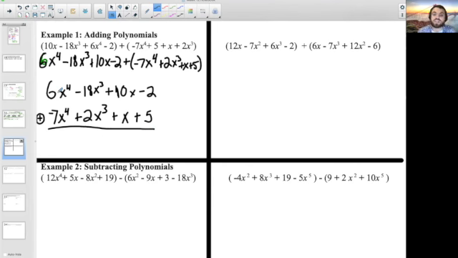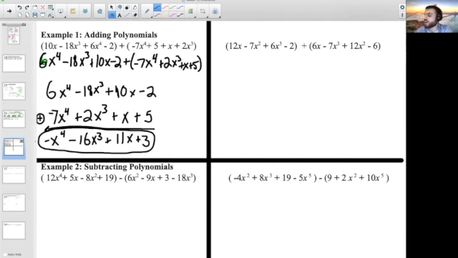All right, so now I'm going to add down the columns, just like if you were doing arithmetic. The good news here is that you're not going to carry over. Sometimes you have to carry a 1 or carry a 2, so to speak, but we're not going to do that. So 6 plus negative 7, that's negative 1, or negative x to the 4th. Negative 18 plus 2, that's negative 16x cubed. 10 plus 1, that is 11x. Negative 2 plus 5, that is a positive 3. And that's really all you do for this kind of collection of your like terms.